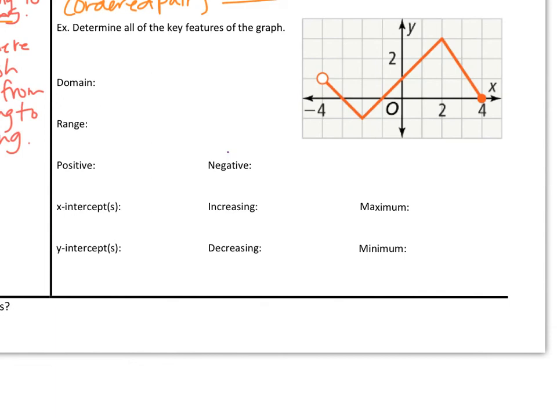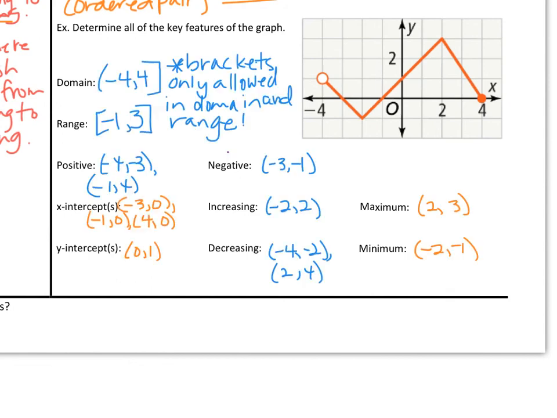Could you determine the domain, the range, the positive and negative intervals, the increasing and decreasing intervals, the x and y intercepts, and when you have a maximum and a minimum? Please pause the video and see how many of these you can determine. Refer to your notes as needed, and when you feel you've answered as many as you can, press play, and I'm sorry if you can hear the birds outside right now. Press play and we'll see if we have a match.